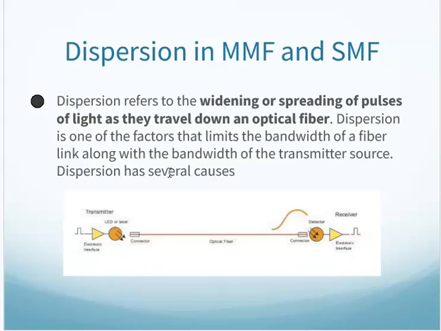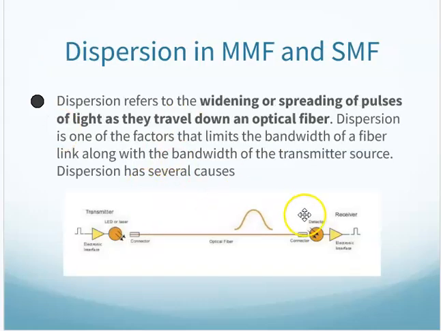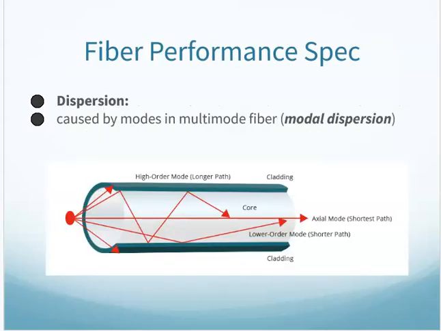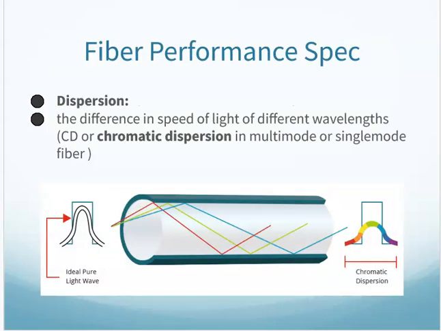However, we do have issues with chromatic dispersion, which we'll get to here in just a second. Modal dispersion is that spreading out over distance, which is a big effect on multimode fiber, not so much single mode. But both can be affected by chromatic dispersion. Modal dispersion is a big issue with multimode fiber, especially step index, less so on graded index, but still an issue for step index.